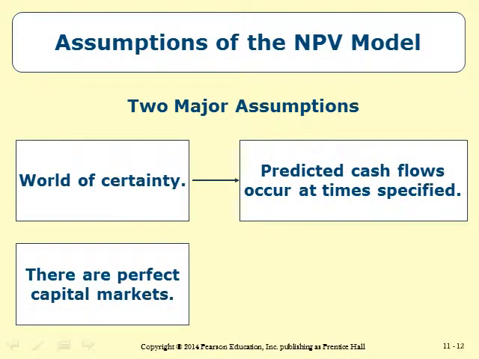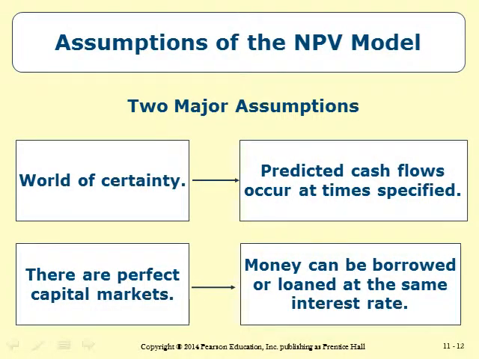So we make 2 major assumptions when using the net present value model. First, we assume a world of certainty. That is, we act as if the predicted cash inflows and outflows are certain to occur at the time specified. Secondly, we assume perfect capital markets. That is, if we need to get extra cash or invest excess cash at any time, we can borrow or lend money at the same interest rate, which is our required rate of return. In a world that meets these assumptions, no model could possibly be better than the net present value model.